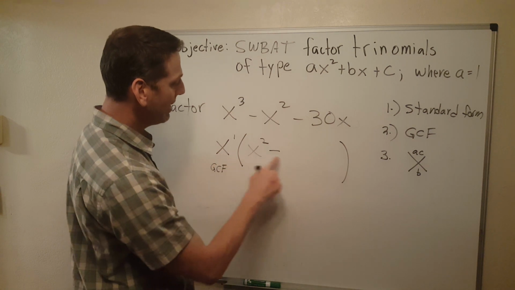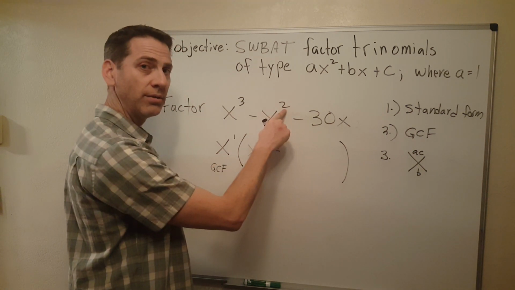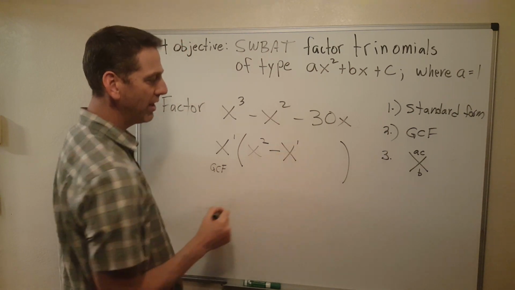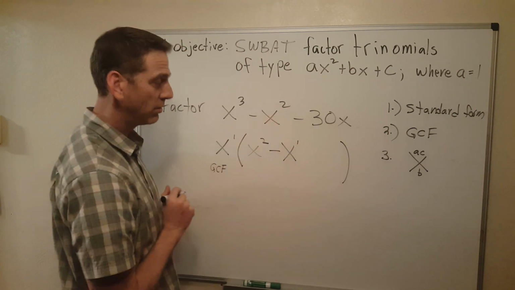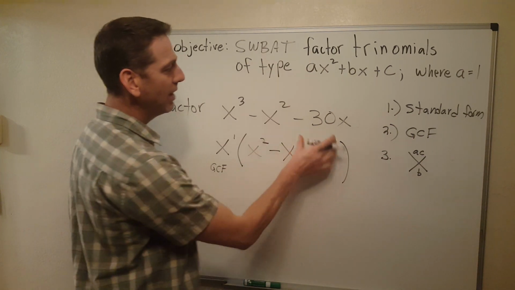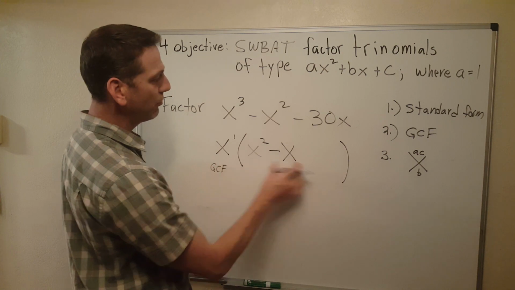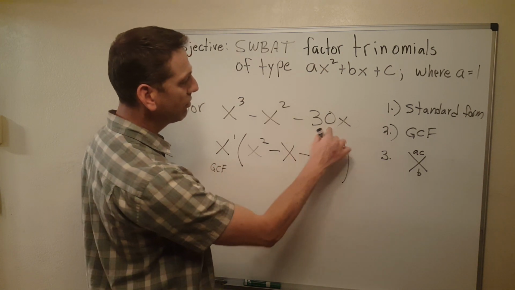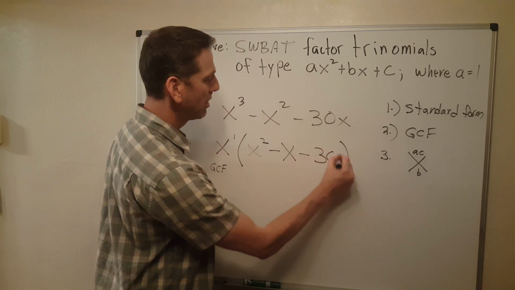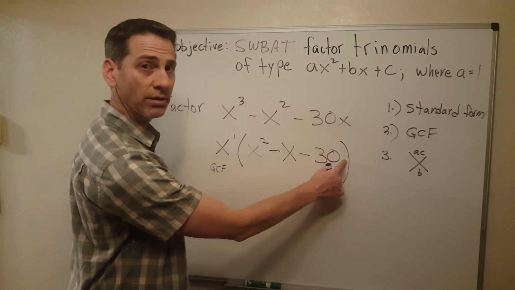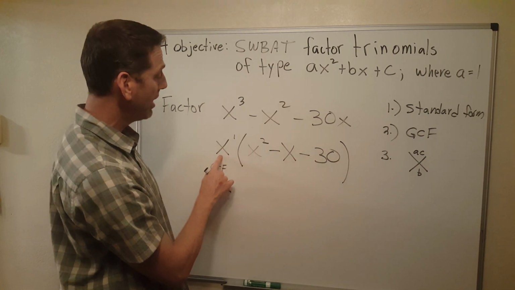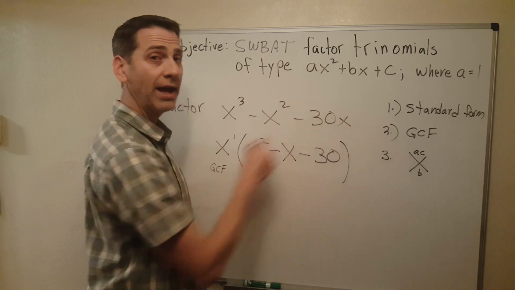Okay, so x times what is x squared? Well, I need an x, right? 1 plus 1 is 2. You don't really need it there, but it is there. Now this guy right here, x times what is 30x? Well, I know I'm going to need a 30. Do I need an x over here? No, I don't, because this x is already here. So x times 30 is 30x.